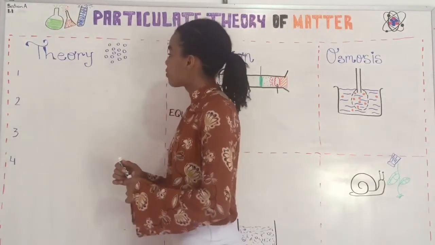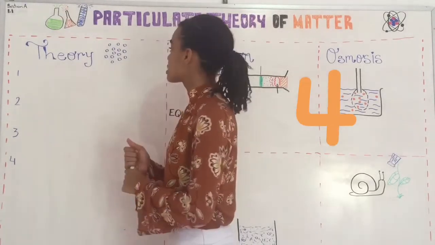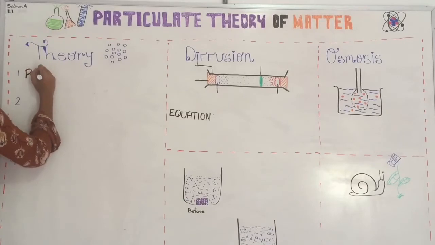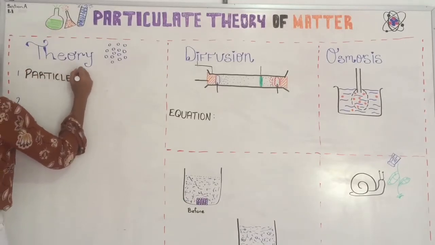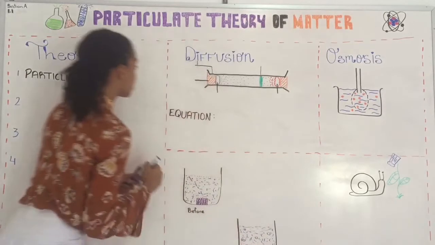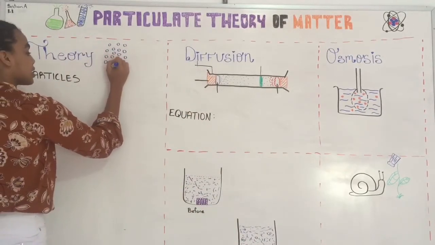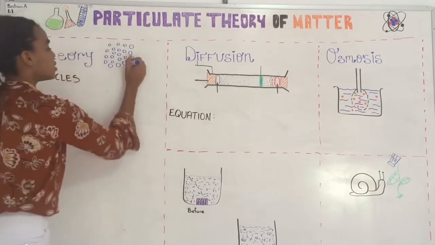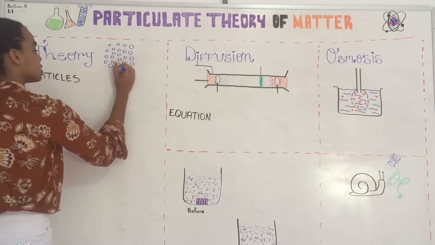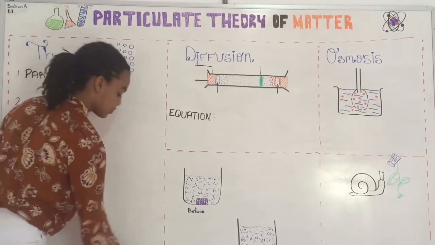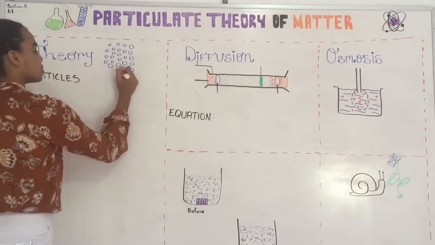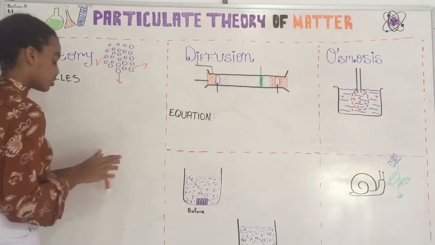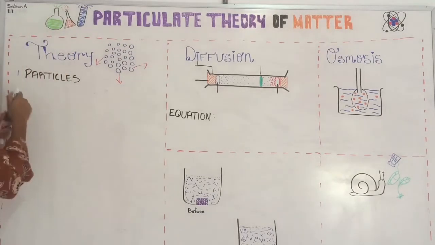Now the particulate theory of matter has four main rules. It says that matter is made up of particles. I drew some particles here. These are the particles that you would see in matter depending on the state. And in the next video, we'll be learning different states of matter. So matter is made up of particles, and these particles are in constant motion. That's the second statement in the particulate theory of matter.